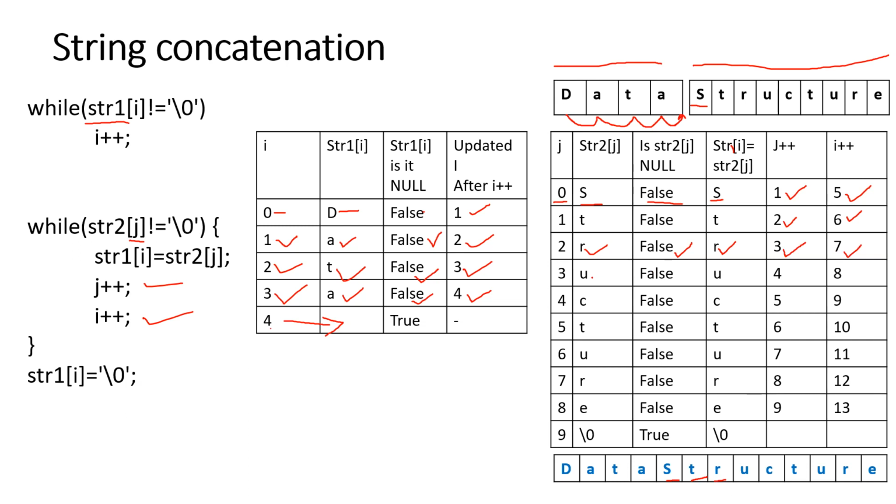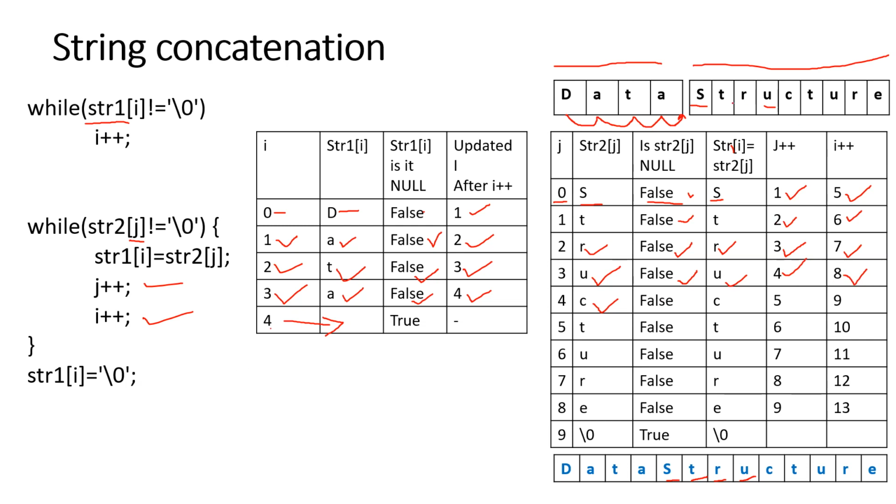Index at J equal to 3. U. Is it null? No, it is not null. Copy that, U comes here. Go to the next character. For that, I have to advance I and J. Advance I to 8. My next J value is 4.